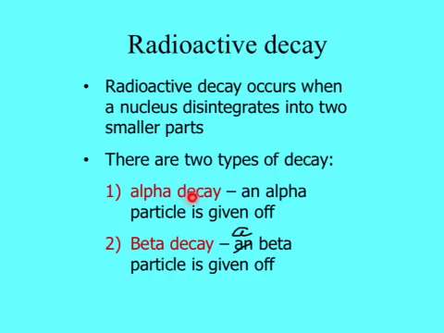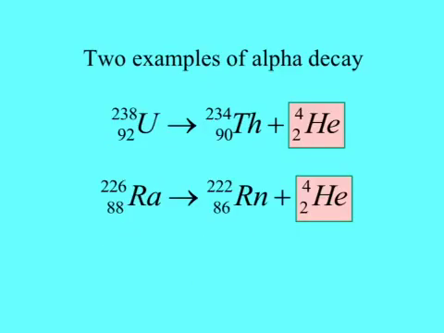Alpha decay, during which an alpha particle is given off. Beta decay, during which a beta particle is given off. Two examples of alpha decay. Uranium disintegrates into thorium and an alpha particle, which is given off. Radium disintegrates into radon and alpha. An alpha particle once again is given off.